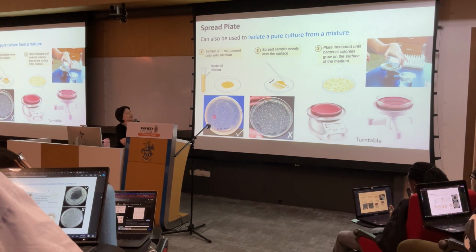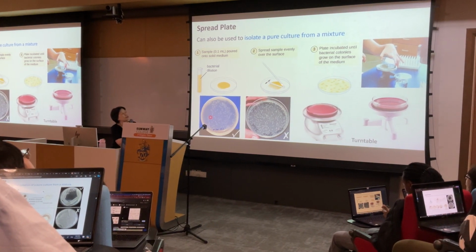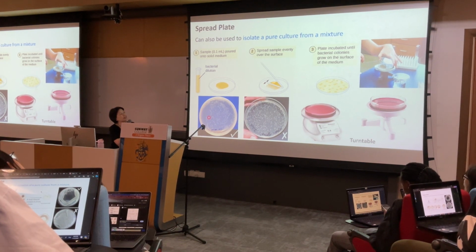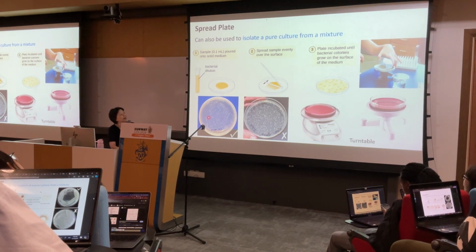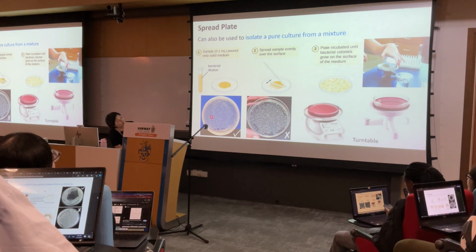So you have a spreader like this. This is a glass spreader or whatever. Then you need to spread it evenly all over the surface of the agar. All right, and then you incubate, and the next day perhaps you can get single colonies out of that.